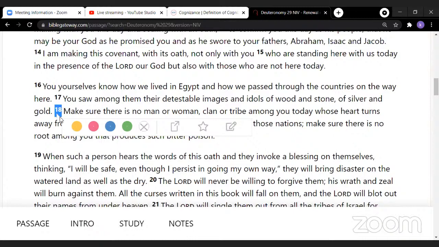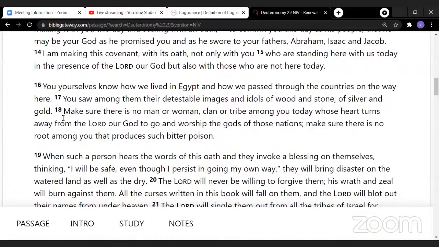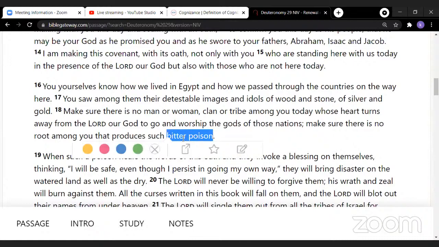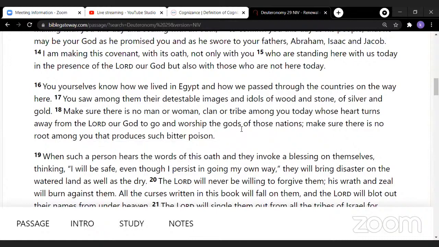Sure. Verse 18. Make sure there is no man or woman, clan or tribe among you today whose heart turns away from the Most High, our power, to go and worship the powers of those nations. Make sure there is no root among you that produces such bitter poison. Bitter poison is the curses, right? Skid Row.